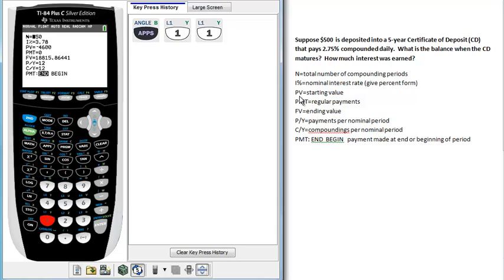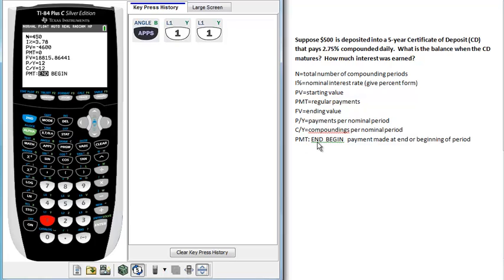That's our starting value. PMT is payments. It's our regular recurring payments, and that's more for our annuities. So when we start doing regular recurring payments for our annuities, that's when we'll start playing with that. Most likely we'll change this to a 0. FV is future value. That's our ending value, what we end up with. P/Y is payments per year. C/Y, compoundings per year.